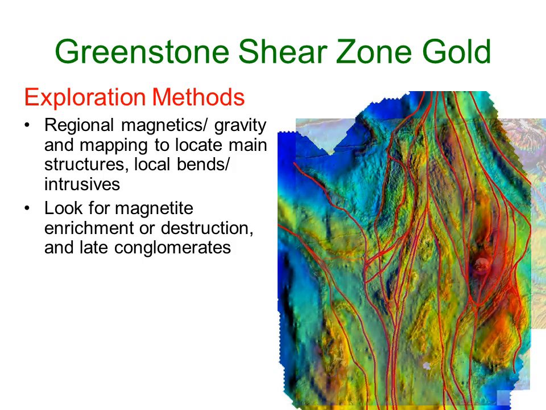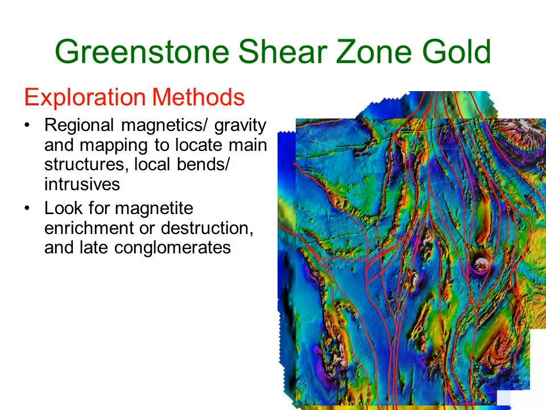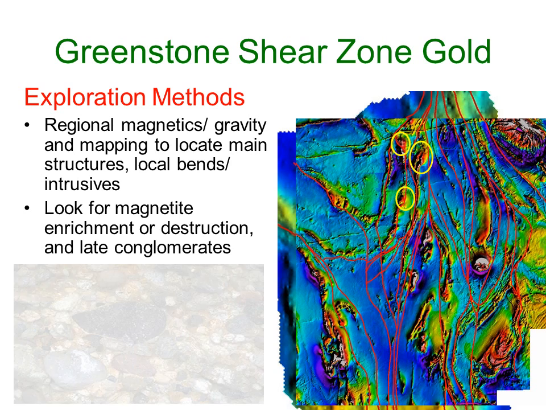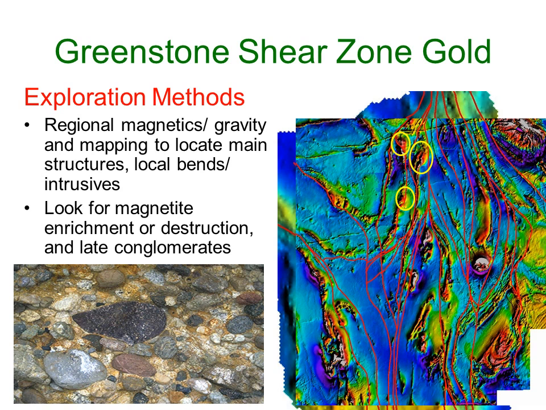Magnetics can also be used to identify magnetite enrichment in the rocks, possibly signifying that the oxidizing fluids have passed through them. Some areas showing this apparent hydrothermal magnetization are circled in yellow. Obviously, geological mapping is a critical part of any exploration effort, and the identification of the late-stage conglomerates, like those in the photo, can give a further clue as to where the deep tapping structures may occur.